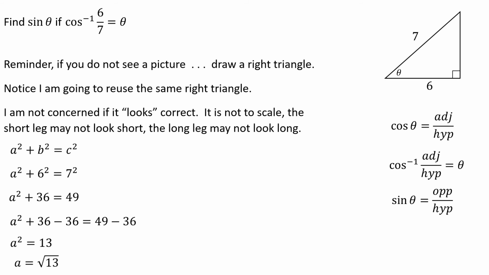A is the square root of 13. Let's slap that label on my triangle. Now again, square root of 13 should be much smaller compared to 6 and 7. Don't worry about whether or not the triangle looks correct or is to scale. Square root of 13 is less than 4, so that side should be much smaller. Don't worry about how the picture looks. You just say, hey, I can get my answer now. The sine of angle theta has to be opposite over hypotenuse, and so the answer is square root of 13 over 7.